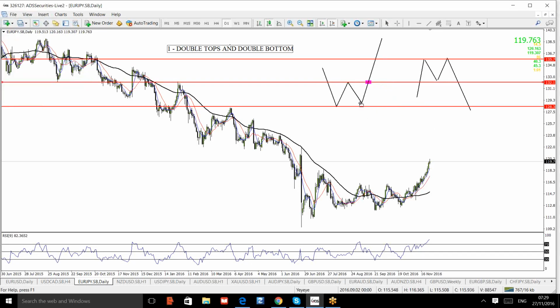Aggressive entry could be on the double bottom, guys. So on this rejection, this is aggressive entry. That is aggressive entry. That is conservative entry, guys. Understand, everyone?